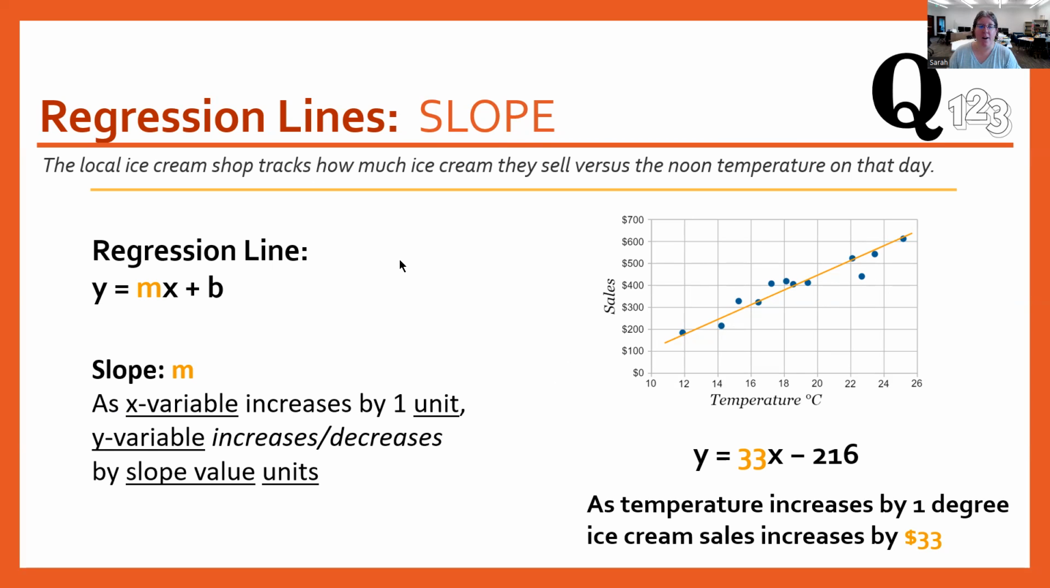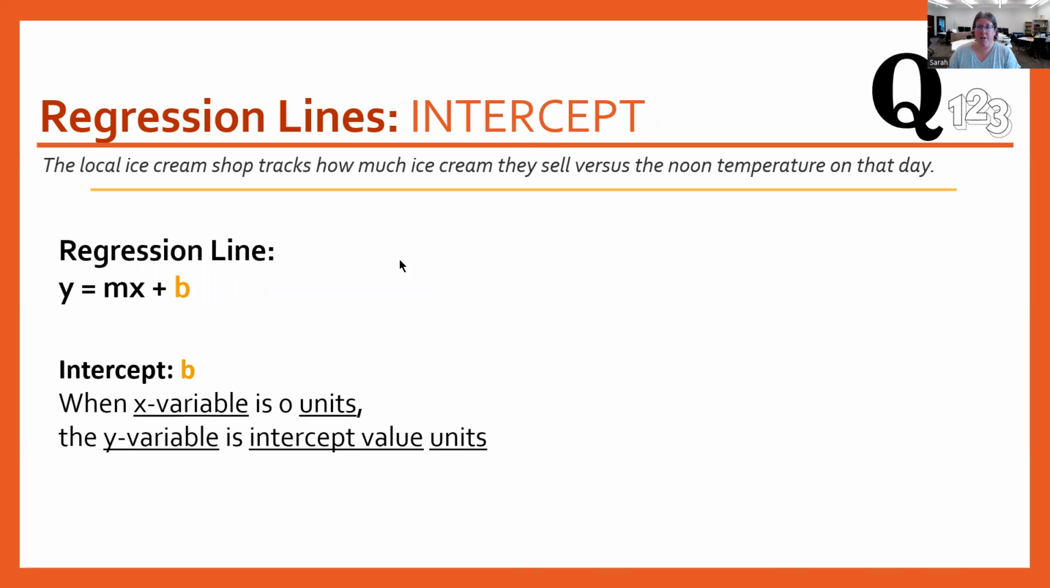The other number is our intercept. This is the y-intercept. If you think about a set of axes, this is where your line is going to cross the vertical, or y-axis. So this is when the explanatory variable x is equal to 0. My sentence is going to be, when the x variable is 0 units, the y variable is, and I'll put whatever that intercept is, with some units on there.